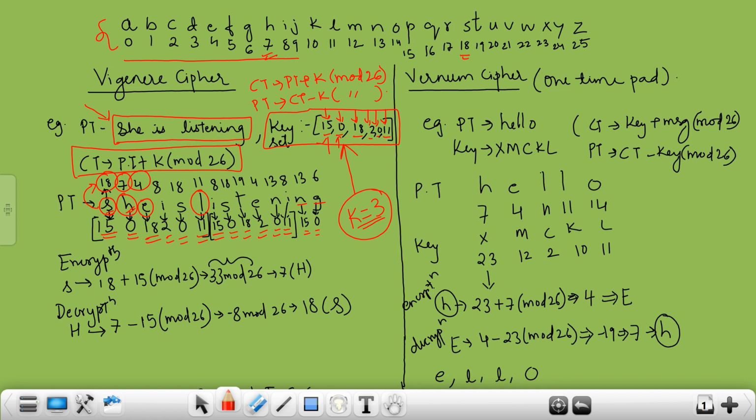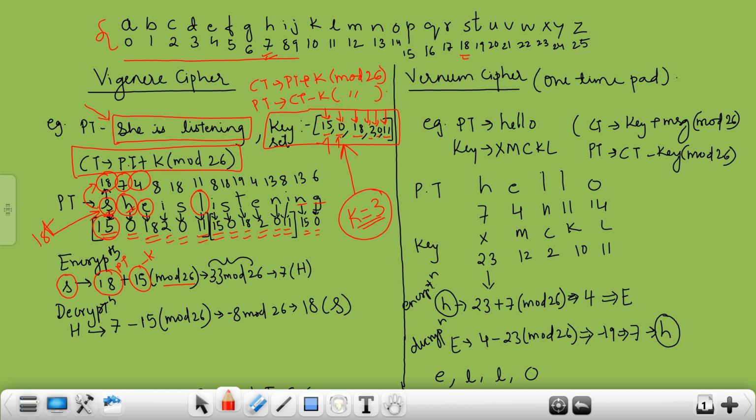What is the formula? Now this is your plain text S, your first character, and I need to find out the cipher text for it. So what is the formula? Cipher text is nothing but plain text plus key. Your plain text is S over here. The value of S associated over here is 18. So this is your plain text plus key. The key value associated over here is 15. The same value I have written here. So plain text plus key mod of 26.